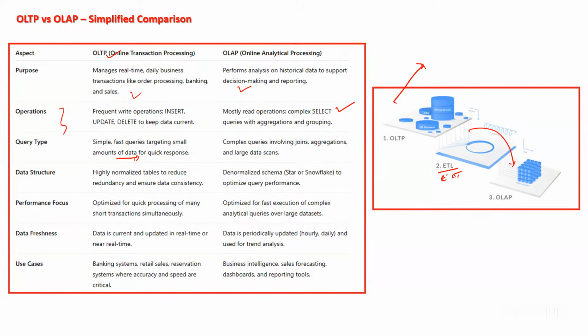Whereas in your OLAP system, we'll be bringing 2 months of data, 3 months of data, 1 month of data, a lot of data will be there. We need to analyze historical data, years of data. On top of that, we need to build a lot of reports and do analytics. So a lot of complex joins, aggregations, and large data sets will be involved on top of our OLAP system.